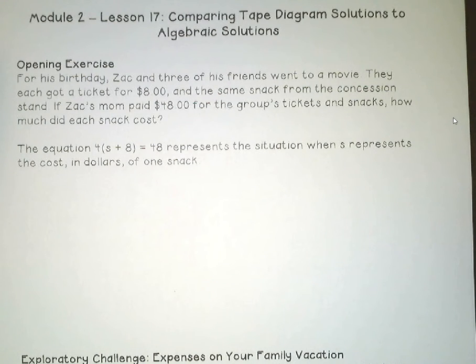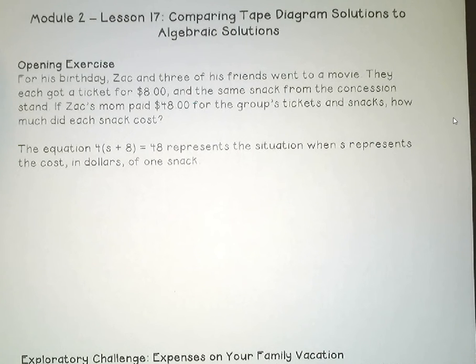For his birthday, Zach and three of his friends went to a movie. They each got a ticket for $8 and the same snack from the concession stand. If Zach's mom paid $48 for the group's tickets and snacks, how much did each snack cost?